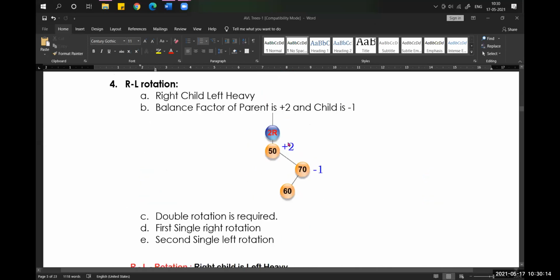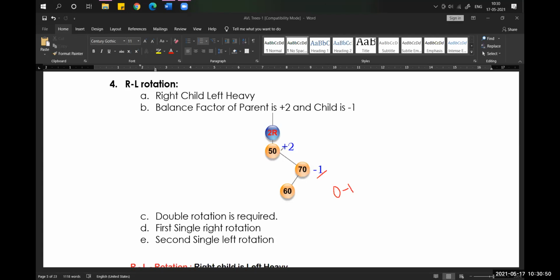Now this is the imbalanced tree. So how is it an imbalanced tree? Let's check one more time. Here there is no right node. That's why 0. The next, 0 minus. So how many nodes are present on the left side? Only one node. So 0 minus 1. What is the value? Minus 1. Now minus 1 is the balance factor of node 70.